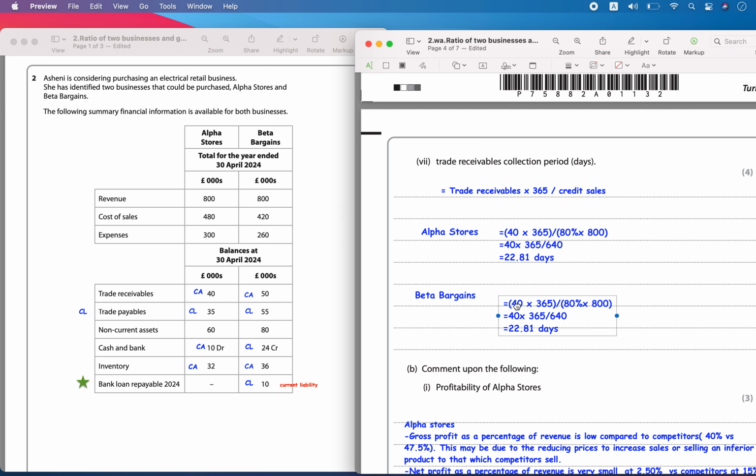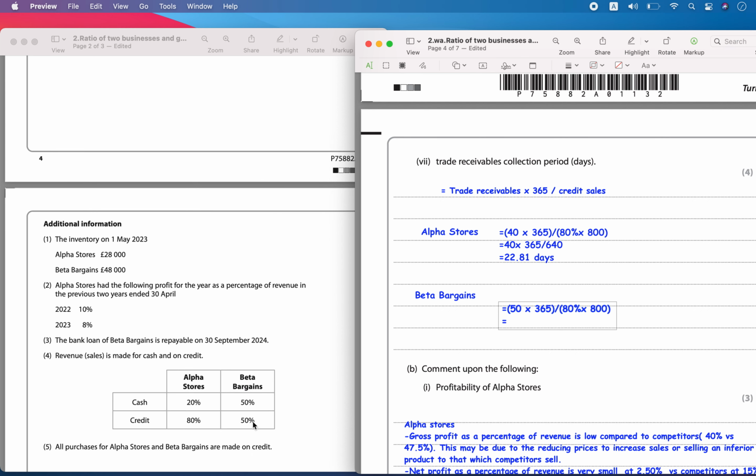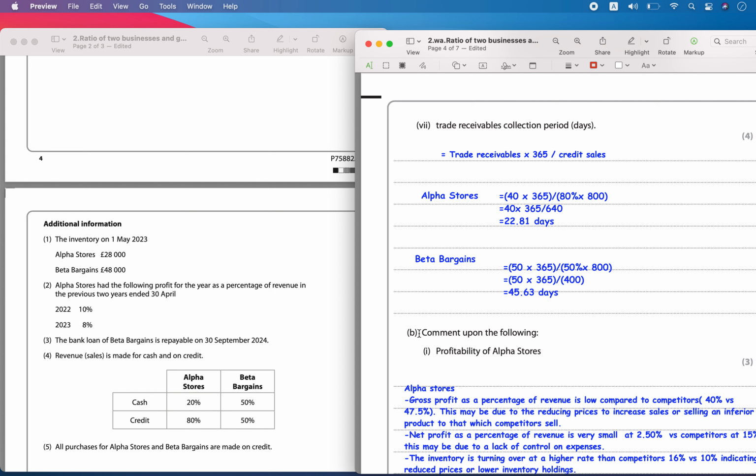Now the next one, for Beta we have to calculate similarly. The trade receivables was at 50 times 365. And how much of the revenue is considered as credit? It is 50%. So 50 times 365 divided by 50% of 800, which is 400, is equal to 45.63 days.